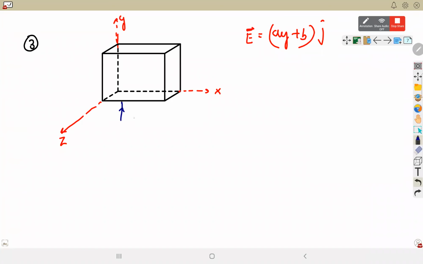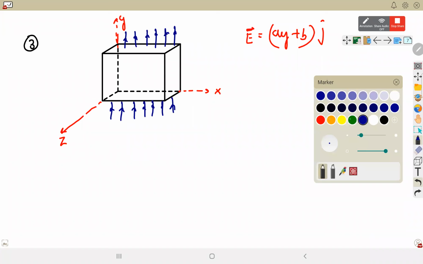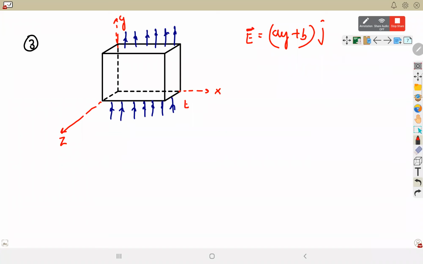Electric field is like this, always along J cap, so it is entering through one face and going out from the other face. We have to calculate the total flux passing through this cube and that will be equal to Q by epsilon naught. So where it is going out and where it is going inside, at this surface, the xz plane, y will be 0, E will become B.